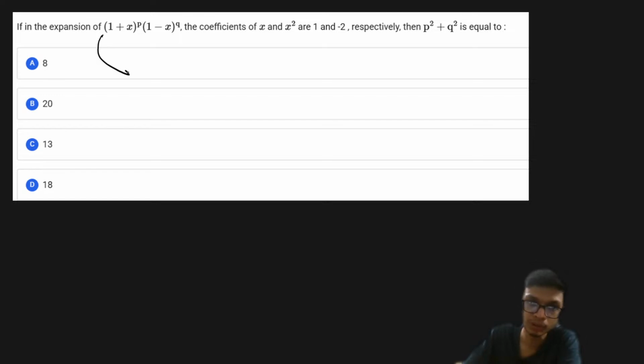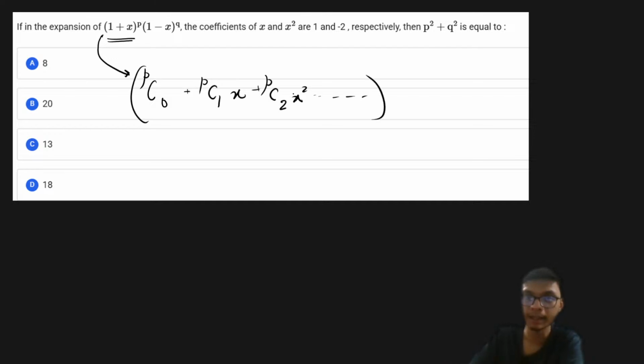I call this question an interesting problem because it is basically a multiplication of two binomial expansions. For the first binomial expansion over here, you can always write this part as pC0 plus pC1x plus pC2x square and so on. I'm not writing further terms after x square because I need to go only up to the coefficient of x square.